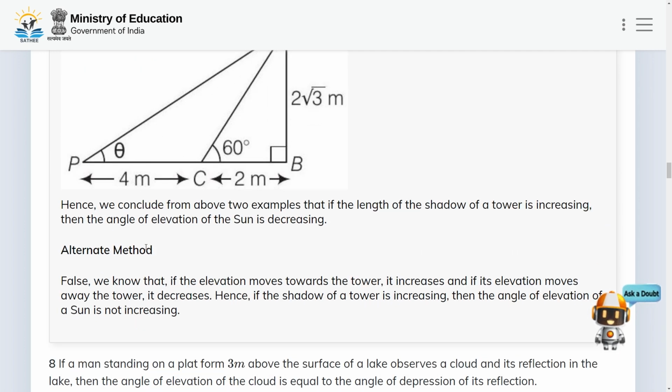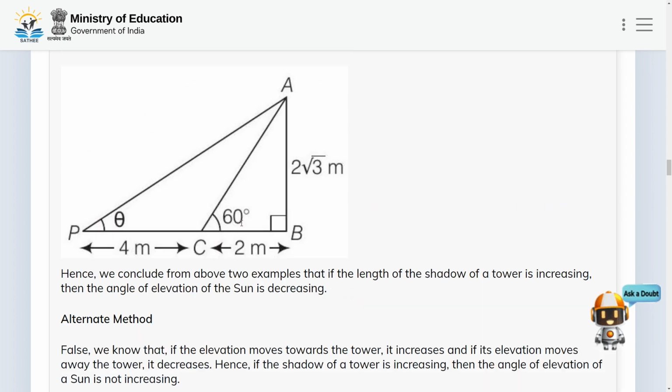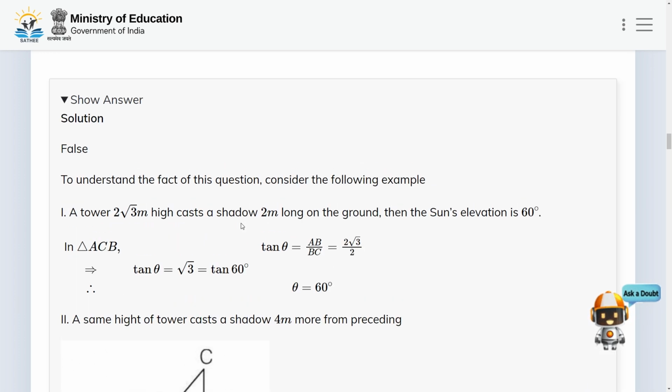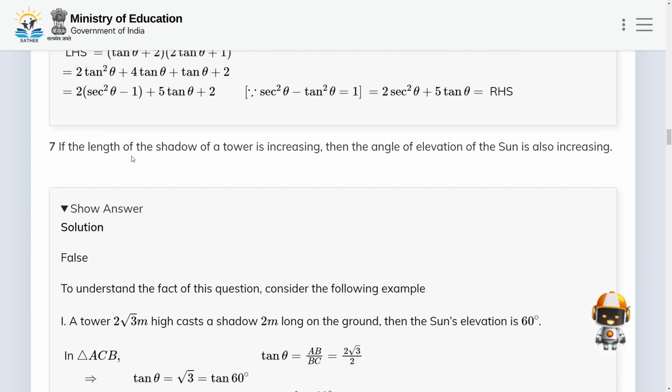Hence we can conclude from the above two examples that if the length of the shadow of a tower is increasing, then the angle of elevation of the sun is decreasing. But in our given statement, it says that if the length of the shadow of a tower is increasing, then the angle of elevation of the sun is also increasing. Here we get that the angle of elevation of the sun is decreasing. So the given statement is a false statement.